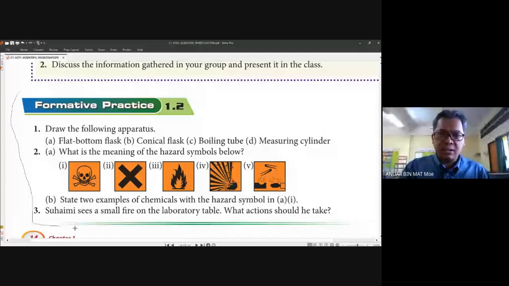Okay, so your homework for today, like usual, after I finish each subtopic, you must do the formative practice. So you do the formative practice 1.2. You copy the question and then answer it in your exercise book. Formative practice 1.2. Okay, this is your homework for today.